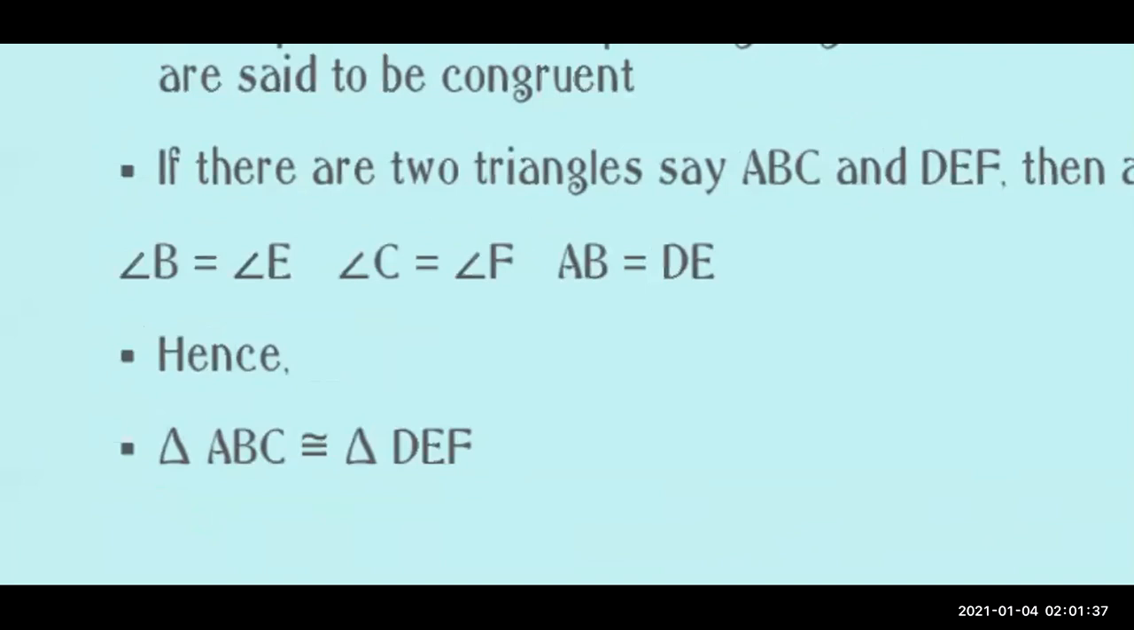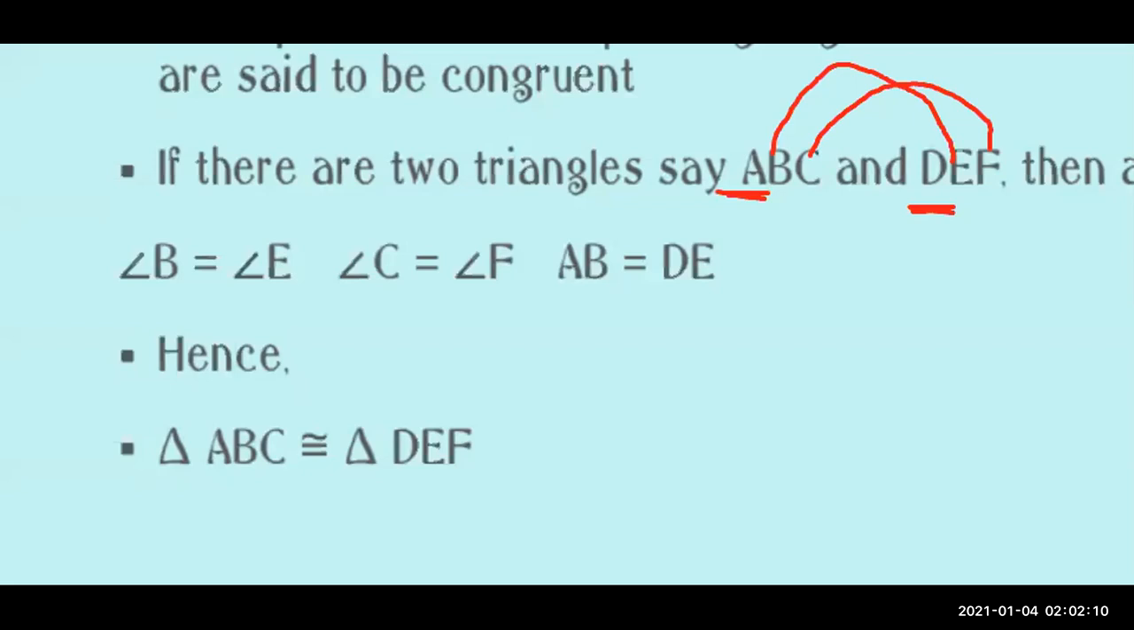You can see here B is equal to E, C is equal to F. Here AB is equal to DE. Hence triangle ABC is congruent to triangle DEF.